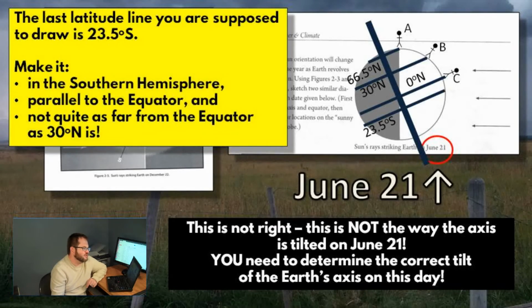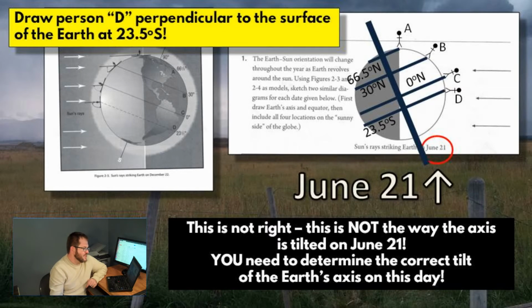And finally, do the same thing for 23.5 degrees south. Again, that's a weird number, but that's just the Tropic of Capricorn. No, Tropic of Cancer. Sorry, Tropic of Cancer. And how do you even figure out where 23.5 degrees south is? Well, it's in the southern hemisphere, so it's going to be south of the equator, and just don't make it quite as far from the equator as you made 30 degrees north. Again, as long as it's that accurate, it'll be accurate enough for the purposes of the diagram that you're drawing. Okay, again, then draw a little person there, label him D.